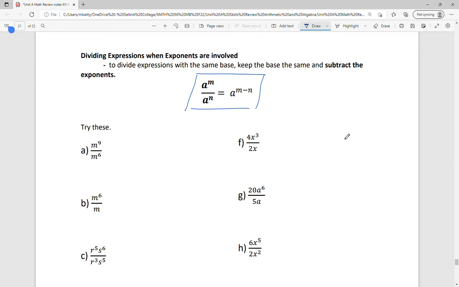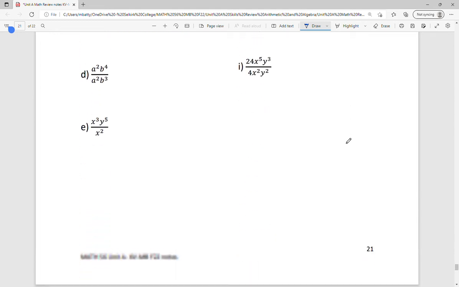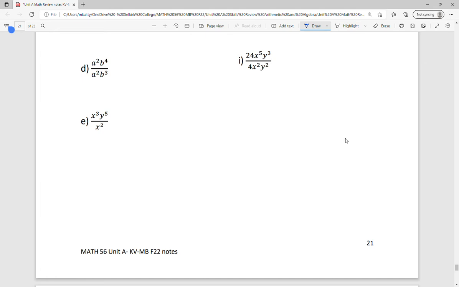So we could do, if we had a to this, I'm going to do it down at the bottom because I know there's a bit more space down there. So say we had a to the 7. So this would be a bit of a proof. Space to expand it out. A to the 7 divided by a to the 4.